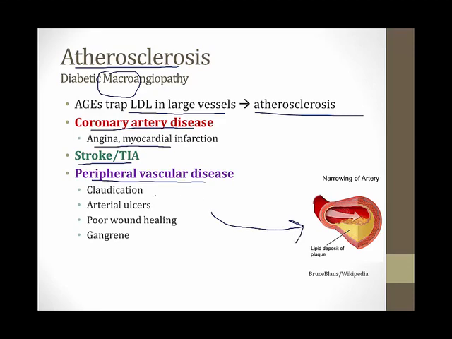This can lead to the development of claudication, which is pain in the legs with walking. There can be ulcers on the skin called arterial ulcers. There can be poor wound healing of wounds in the lower extremities, and if it progresses, peripheral vascular disease can potentially lead to gangrene and amputation of limbs.